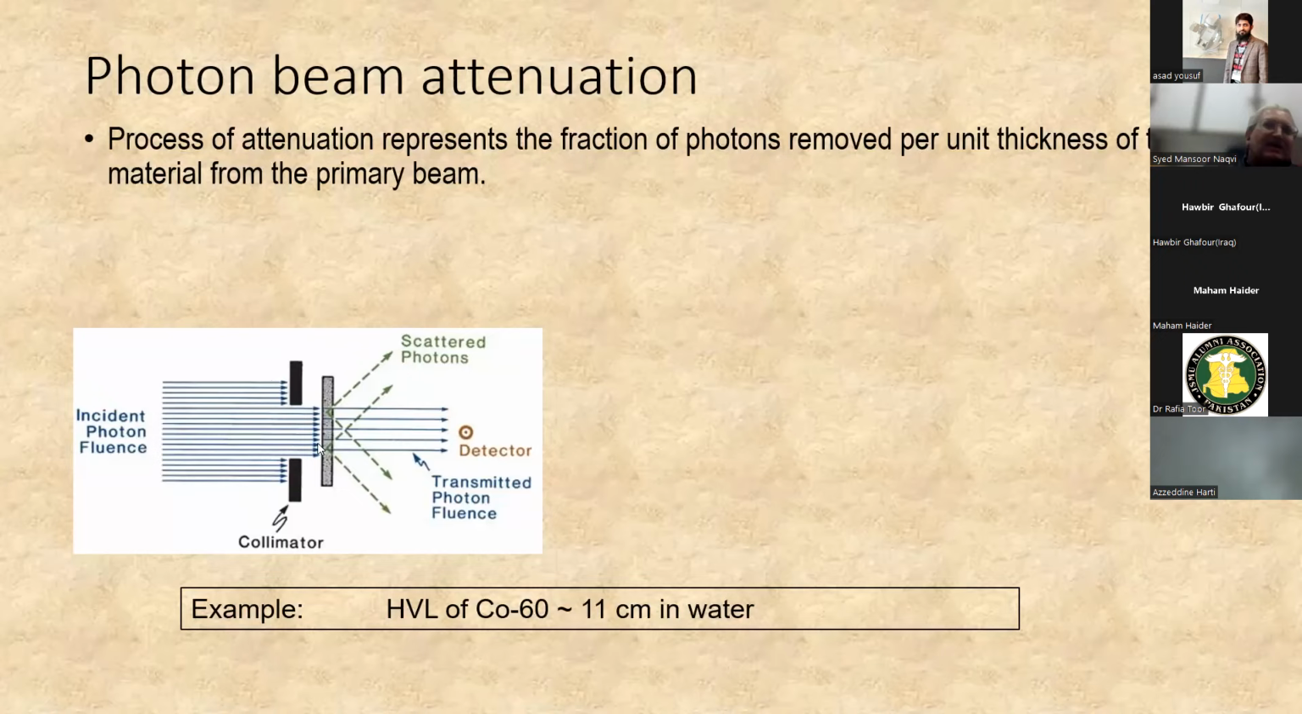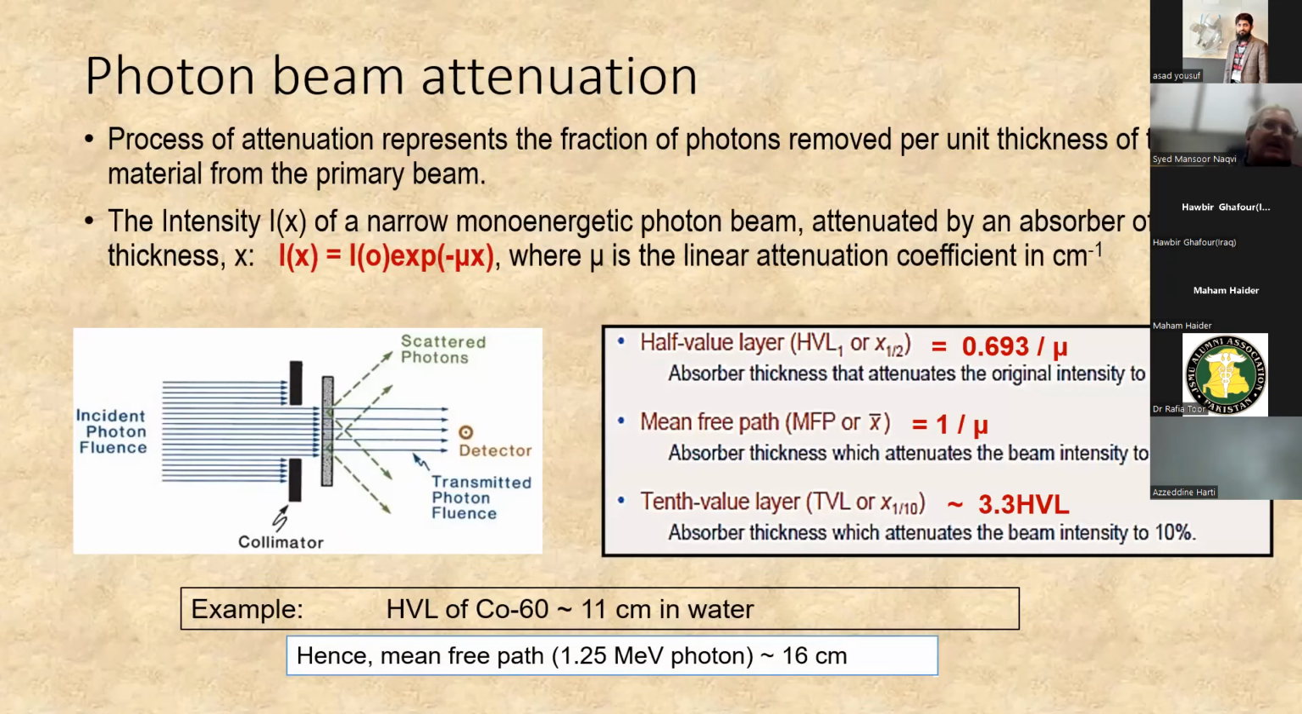It interacts with the material, and there are scattered photons and transmitted photons, but they will not be detected on the detector. So these are the ideal conditions in this experiment. The intensity of a narrow monoenergetic photon beam attenuated by an absorber of a given thickness can be defined with this equation, intensity in terms of the initial intensity, where mu is the linear attenuation coefficient.